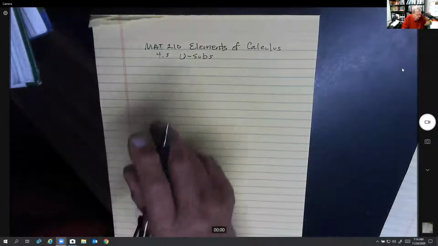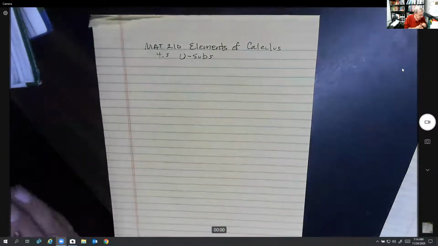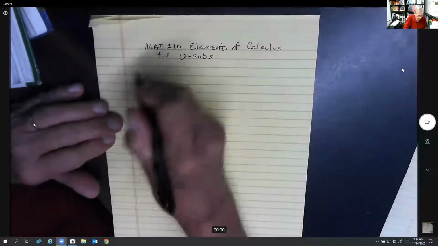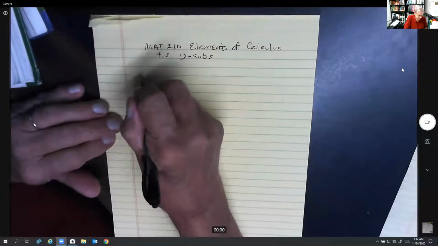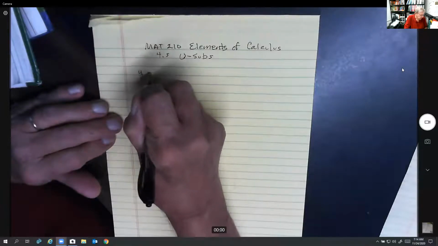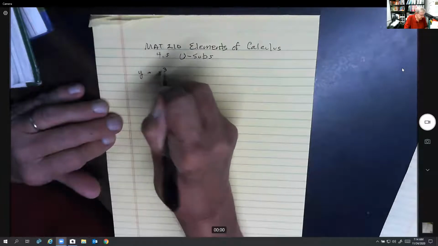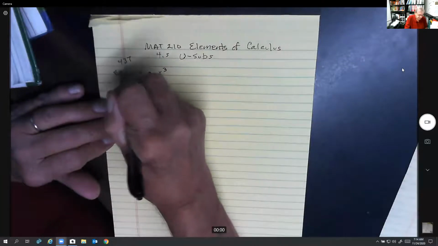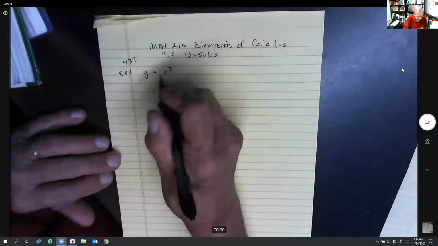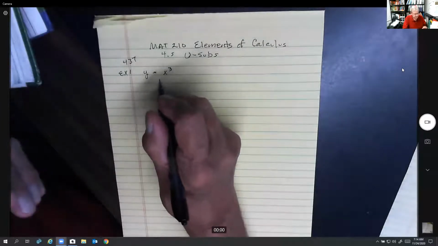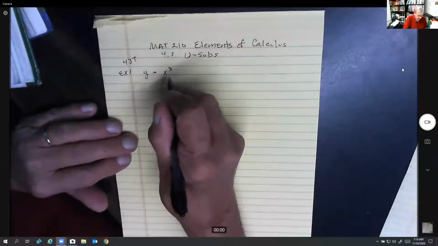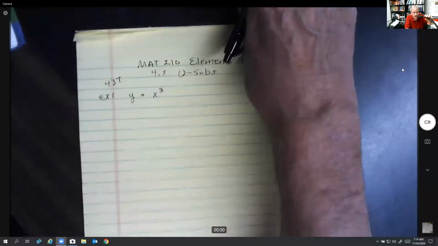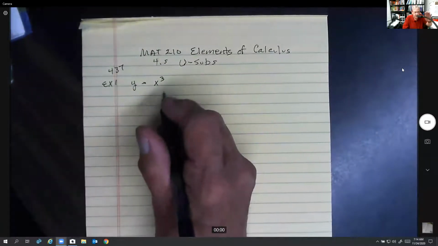Okay, so we're going to look at a problem here, and we're going to recall how we did derivatives. Let's say we have a function, y equals x cubed. This is example 1 on page 437. We're going to take the derivative of this because we've been doing antiderivatives. So do we remember how to do derivatives? That's the question. Sometimes we forget how to do that stuff.